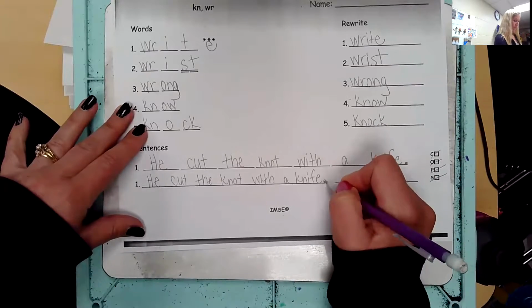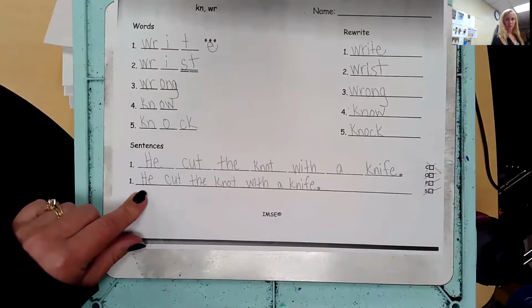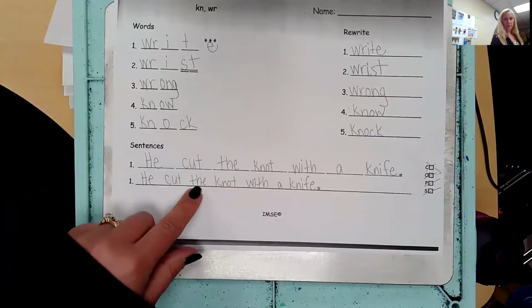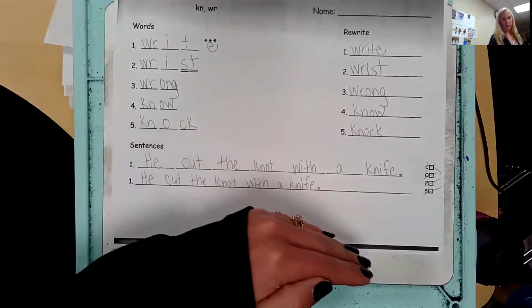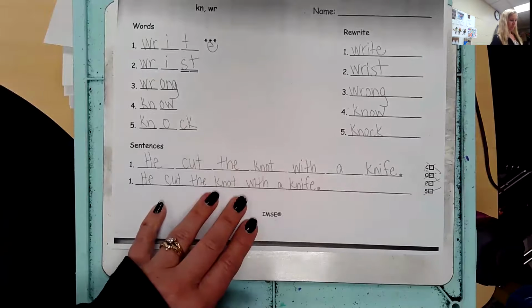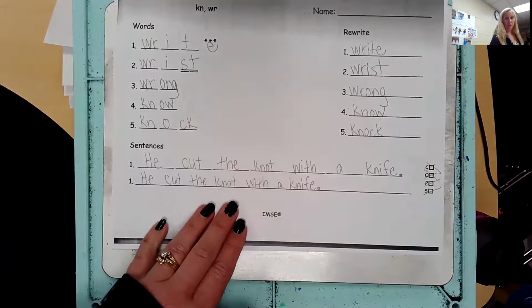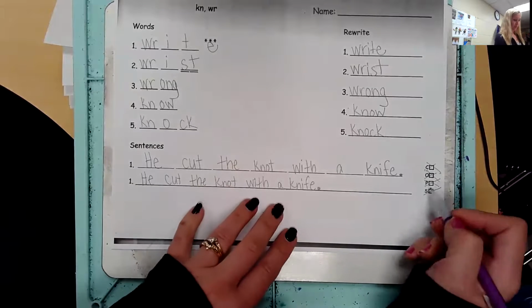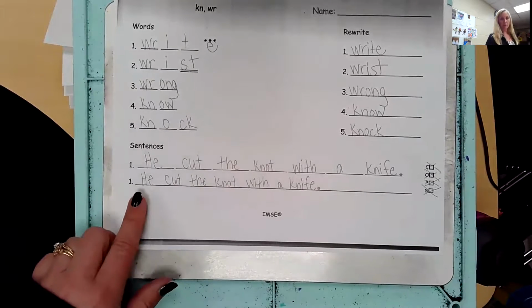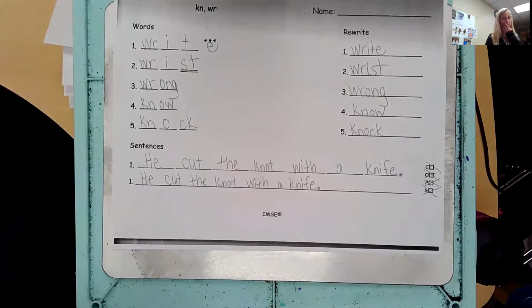Okay, let's check again. Capital, good spacing and handwriting, no words floating up, no words floating down. And do you have spacing between your words? Because it's important to have them between the letters and the words correct. Okay, punctuation, and check your spelling. Let's reread our sentence. He cut the knot with a knife.